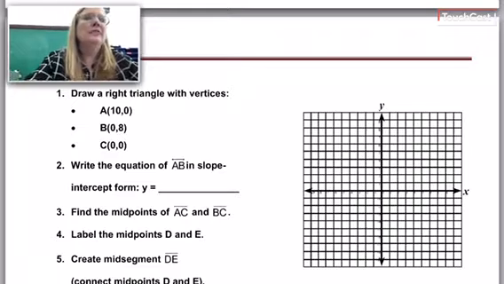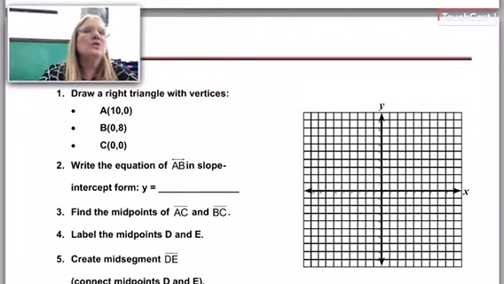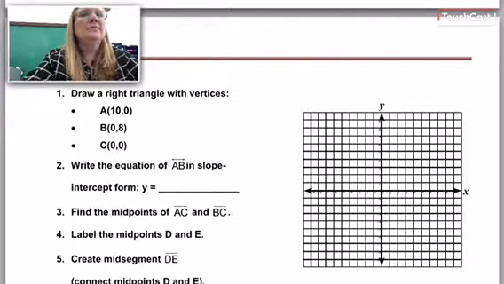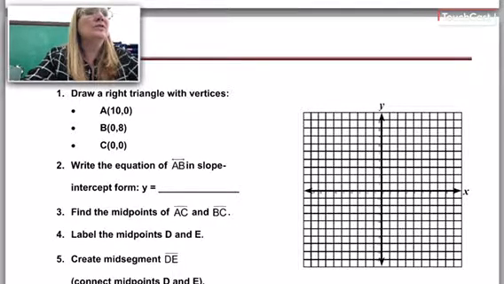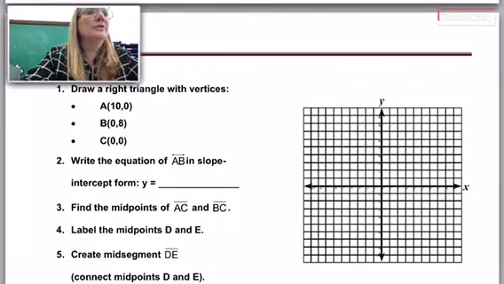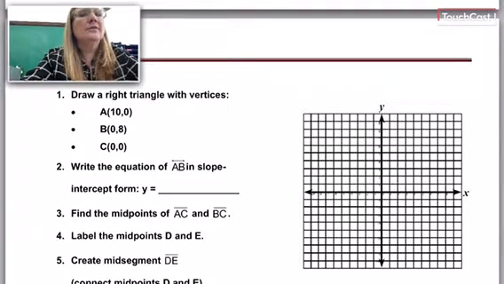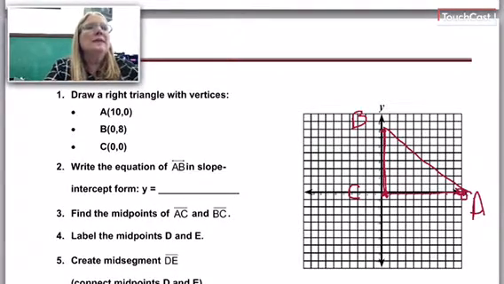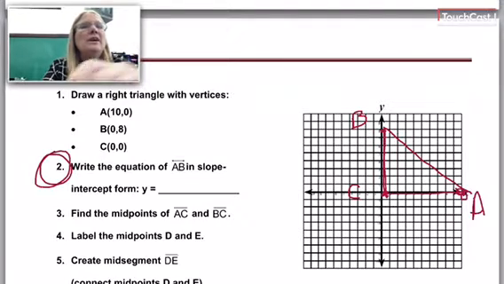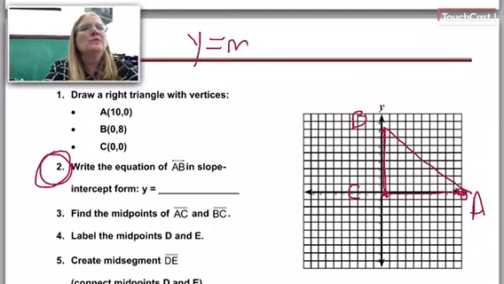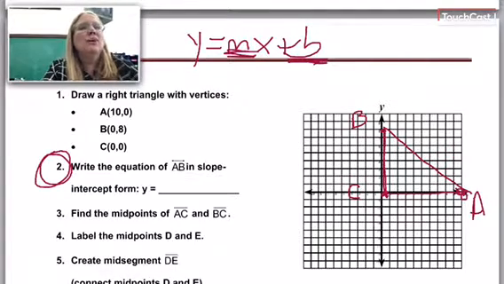Okay, in this picture here, they ask us first to draw a right triangle, and they give us the points. So A is 10, 0. So this is A. Okay, so I drew the triangle ABC. A is 10, 0, B is 0, 8, and C is 0, 0. Now they want us to write the equation of AB in slope-intercept form. Well, that is y is equal to mx plus b. Well, m is your slope, and b is your y-intercept.